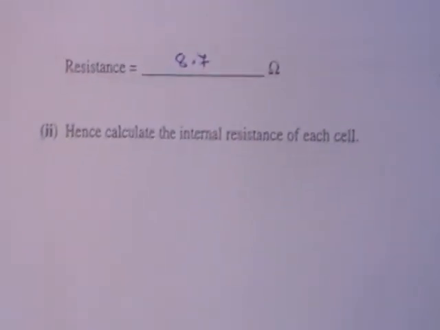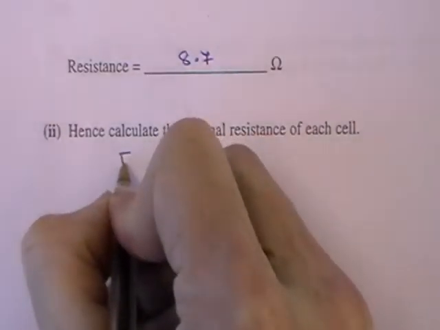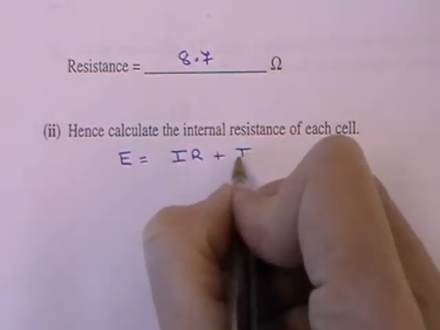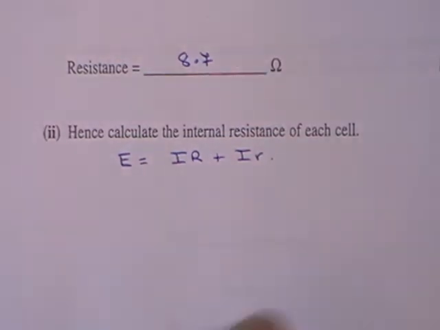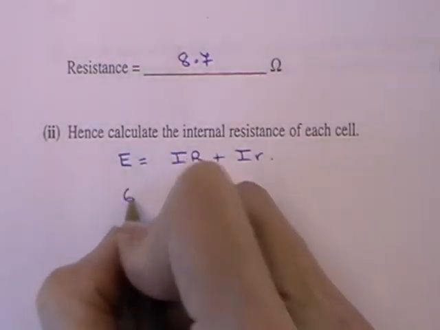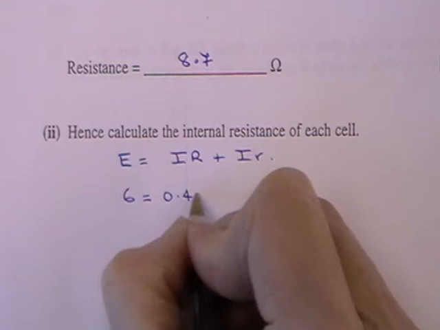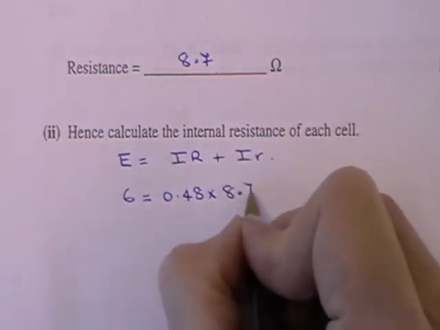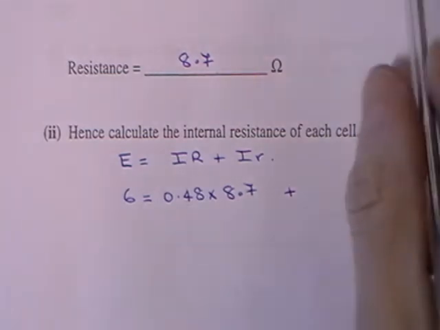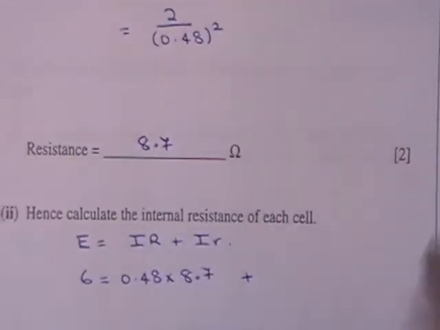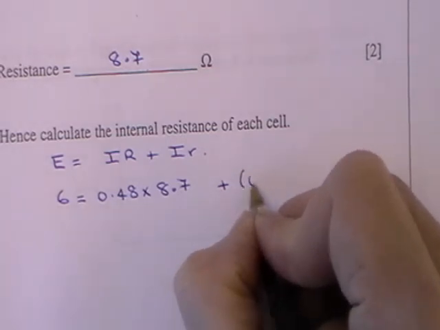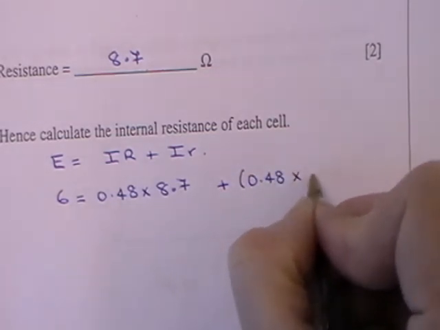Then it says, hence calculate the internal resistance of each cell. So if we just use our equation, we know that EMF is equal to I times capital R plus I times small r. And so we know that 6 is equal to the current, 0.48, times the resistance up here, which is 8.7. And then we're now talking about the small internal resistances, and because there's 4 of them, I'm going to put a 4 in front of it. It's 0.48 multiplied by 4r.